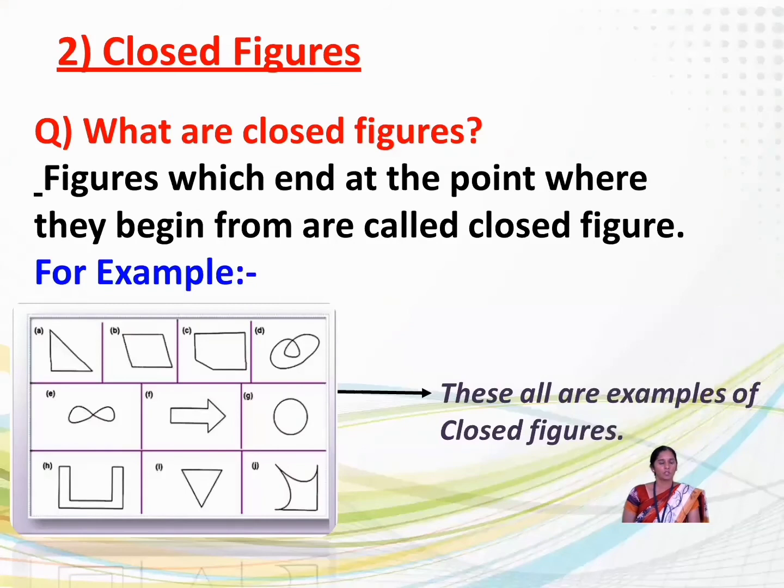Now let us see the closed figure. What are closed figures? Figures which end at the point where they begin from are called closed figure. For example, here some pictures are shown and we can also see some examples, that is the sheet of paper. It is closed from all the sides. Here the ID card which we can see, this is also closed from all the sides. These are the best examples of closed figure we can see in our surroundings.